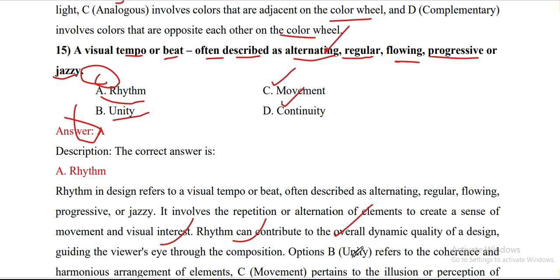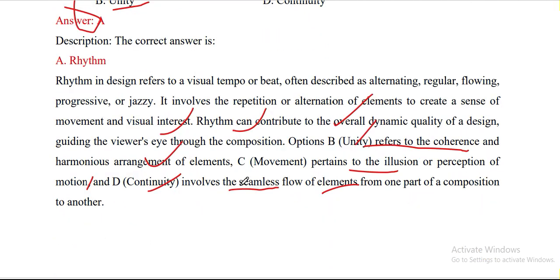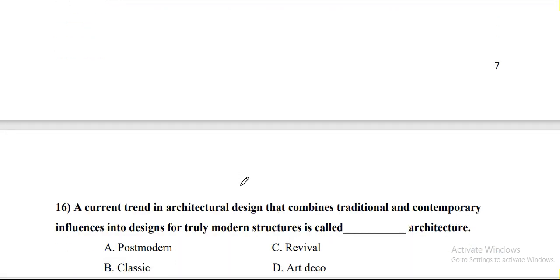Option B, unity, refers to the coherence, uniformity, and harmonious arrangement of elements. Movement pertains to the illusion or perception of motion. Continuity involves the seamless flow of elements from one part of a composition to another. So the best answer for this question is rhythm. Next, Question 16.